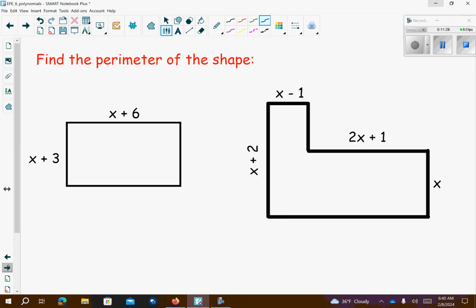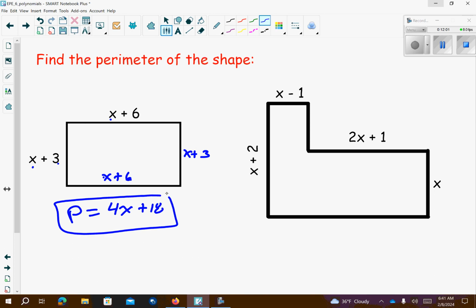Then we want to take a look at the shapes. Okay, so remember the perimeter is the distance all the way around. So if this side's x plus 3, this side's also x plus 3. If up on top is x plus 6, it's also x plus 6 down here. So our perimeter is equal to x plus x plus x plus x. So that's 1x plus 1x plus 1x plus 1x, which is 4x. Then I go 6 plus 3 is 9, plus 6 is 15, plus 3 is 18. So the perimeter around the shape, if we add those types of things.